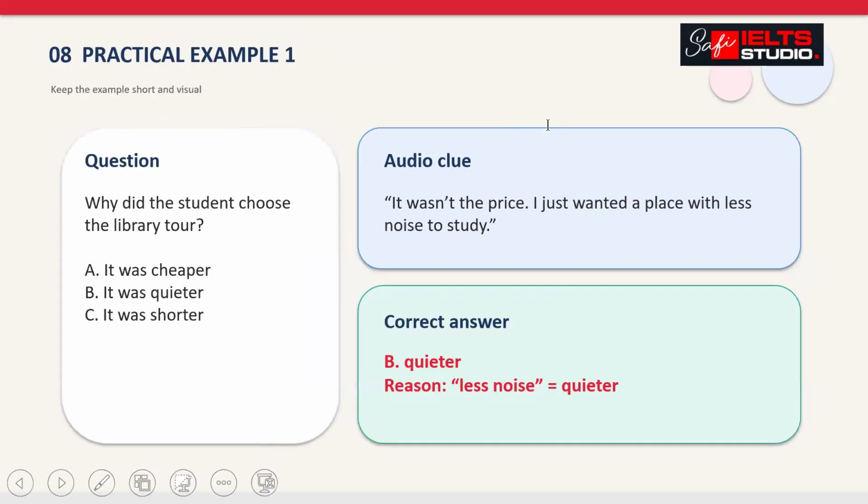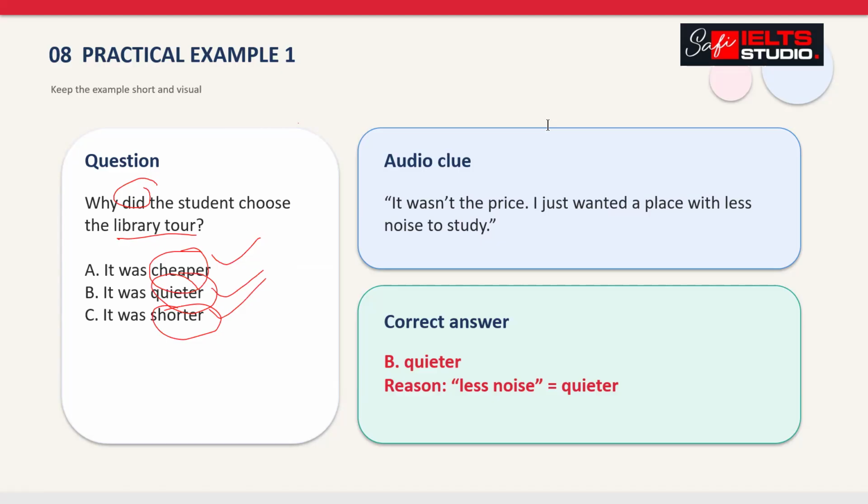Okay, let's start taking one of the questions. Suppose this is my question. Let me first do it like this, and after that I will perform practically. The first question: why did the student choose the library tour? It's in the past. Reason: number one, it was cheaper; it was quieter; it was shorter. So there are three words: cheaper, quieter, and shorter, and quickly you need to understand the difference between them.